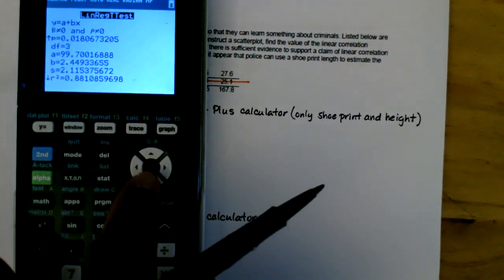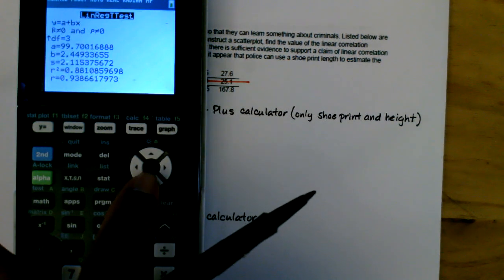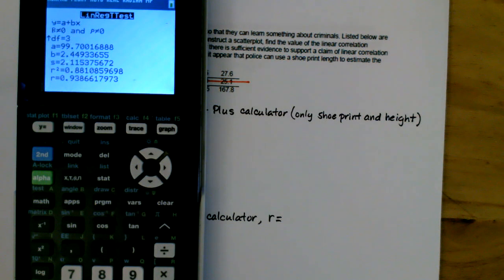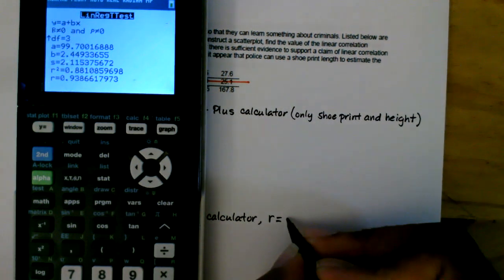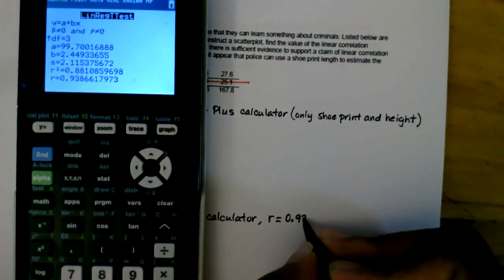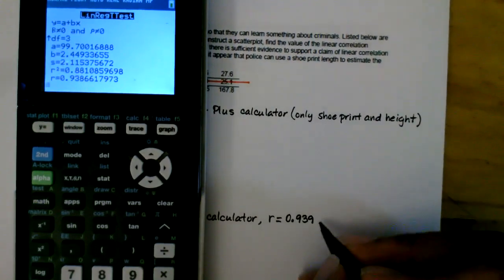Use the down arrow key to find out what R is. There's your R right there. So 3 decimal places, this will be 0.939.